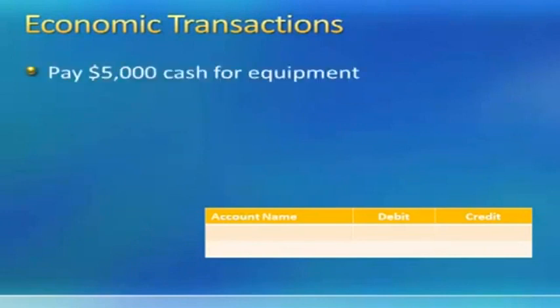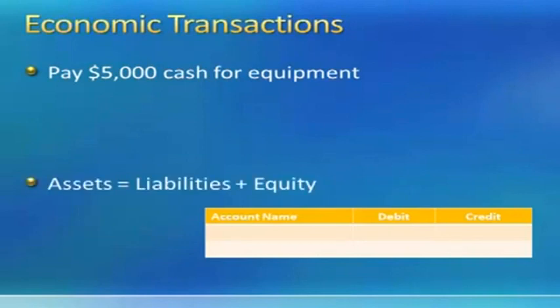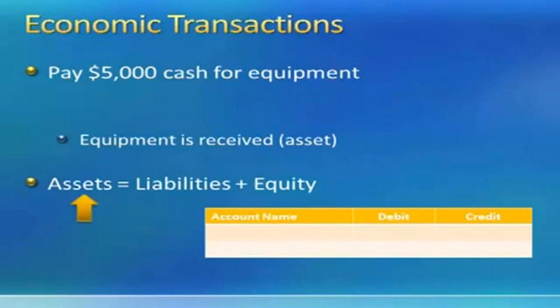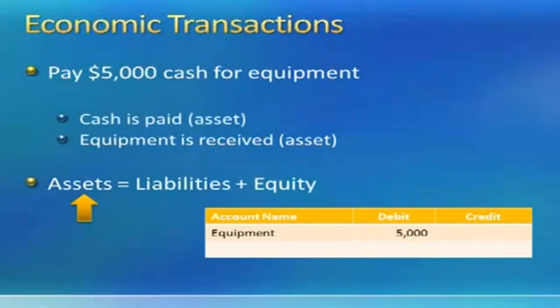Our next transaction is to pay $5,000 in cash for equipment. Equipment is received. Equipment is an asset, so we have an asset going up. We debit the asset account equipment for $5,000. We also have cash being paid. Cash is an asset. Since cash is going out, our asset cash is going down, so to decrease our asset cash, we credit cash $5,000.